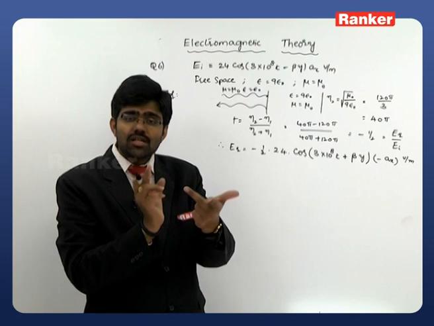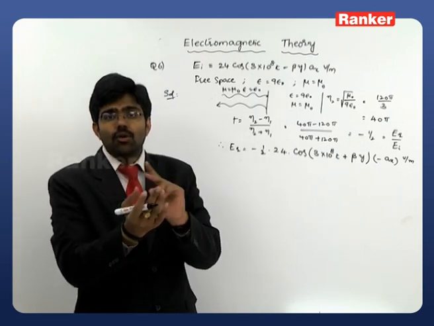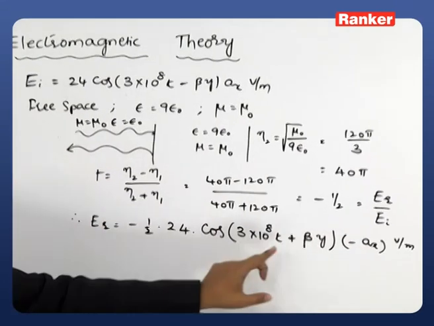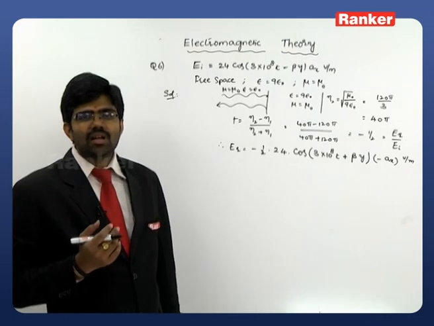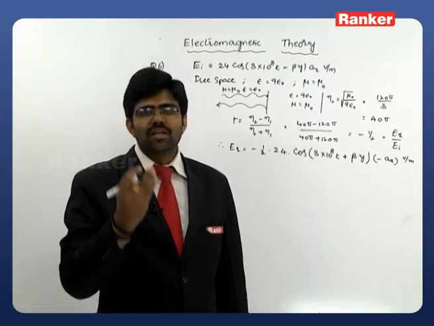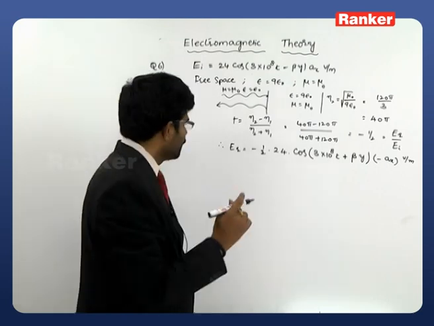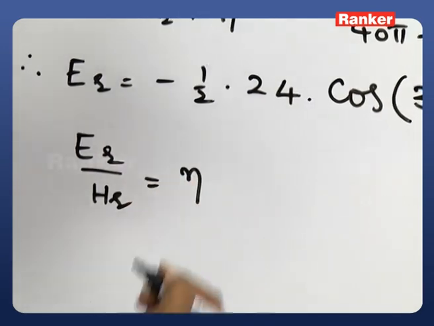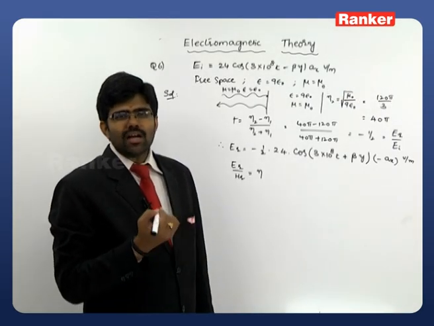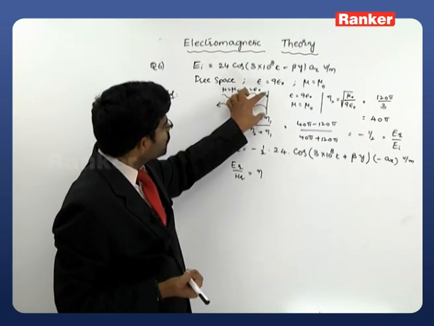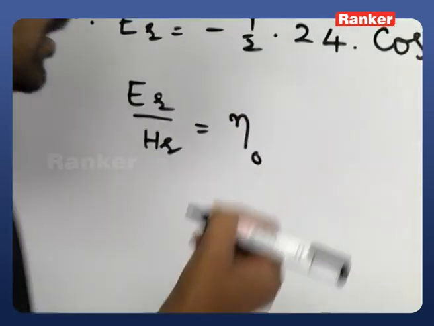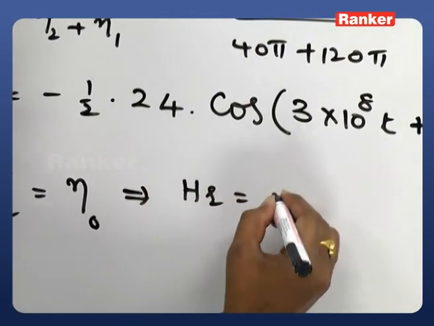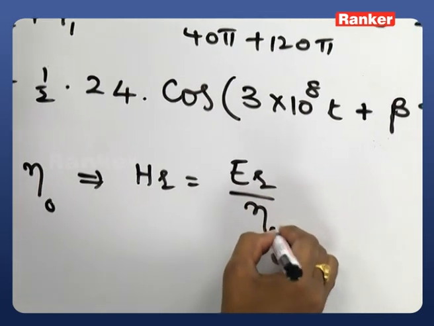And the field component direction also changes. Initially it is in the x direction. Whenever it takes reflection, it is in the negative x direction. Right? This is our ER. Now what is the relation between ER and HR? We have a very simple relation, that ER by HR equals eta, the characteristic impedance of the medium. So what will be the characteristic impedance of the medium? Here since it is free space, the characteristic impedance of the medium is eta naught, 120 pi. So clearly from this equation, HR equals ER divided by eta naught.